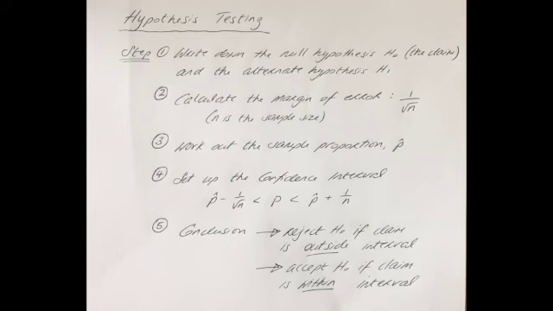Now, how you make your conclusion is, if the claim at the start is outside of your confidence interval, then you reject the claim, the null hypothesis. If, however, the claim is within the interval, then we accept the null hypothesis. And that's how you make your conclusion at the end.